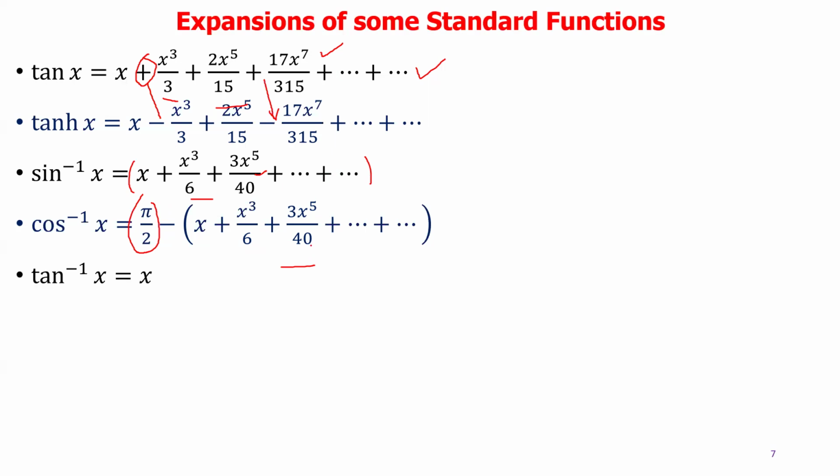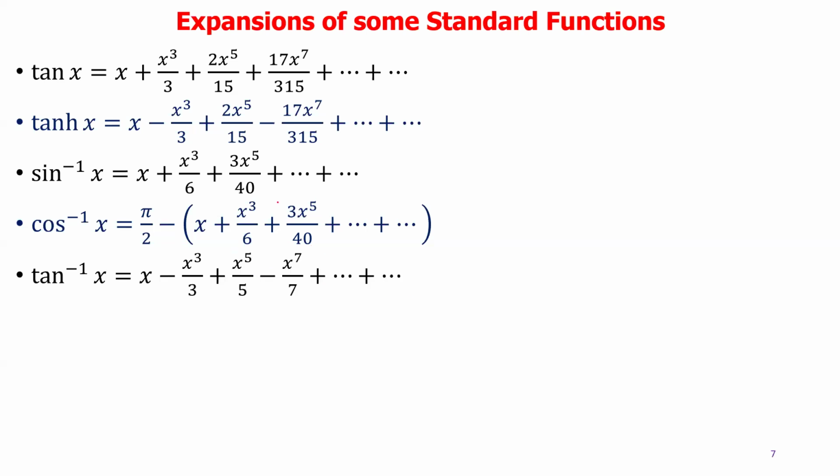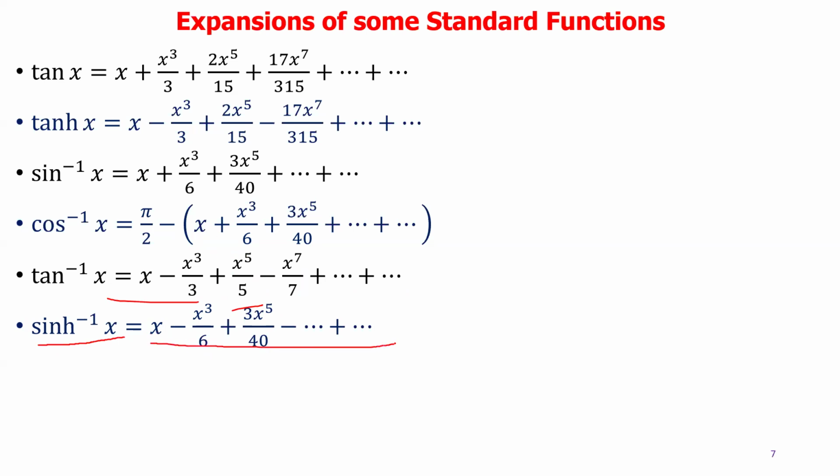And let us also take the tan inverse of x. It's very simple. What is the expansion of tan inverse of x? It is x minus x cubed by 3 plus x to the power 5 upon 5 minus x to the power 7 upon 7 and so on. Similarly, we are able to write down the series expansion of sine hyperbolic inverse of x, which is similar, but only the plus and minus will come alternatively.